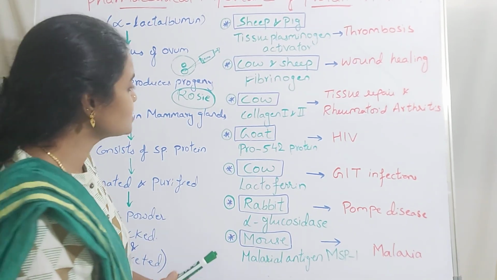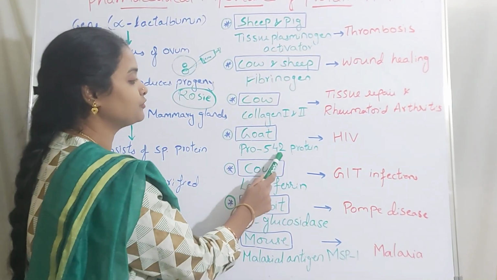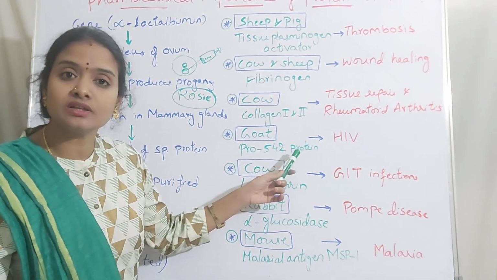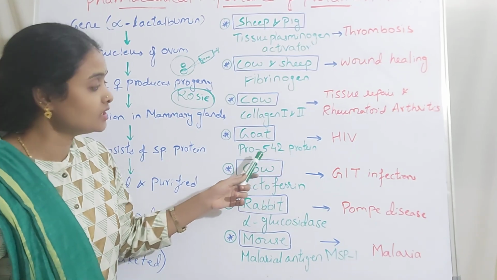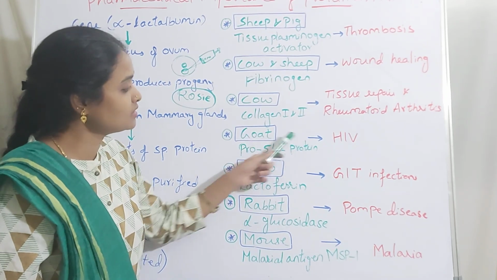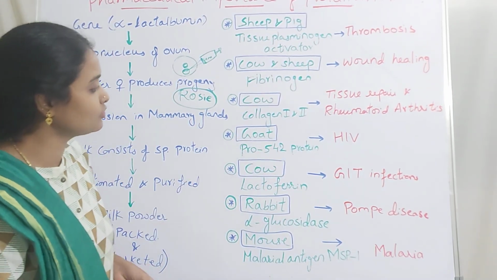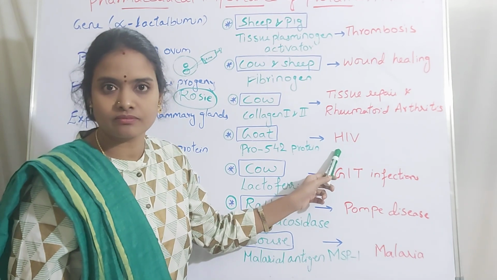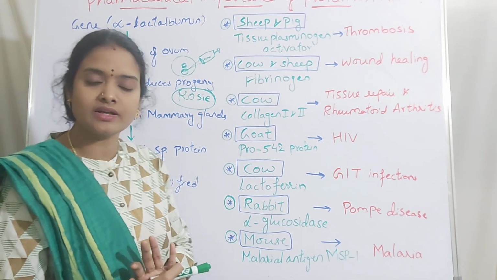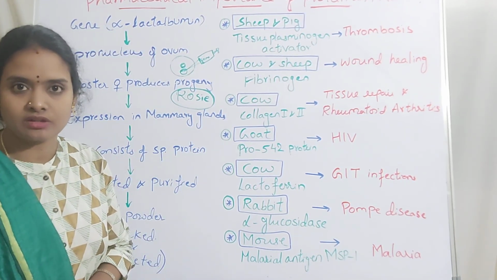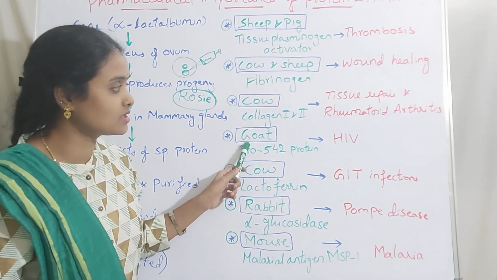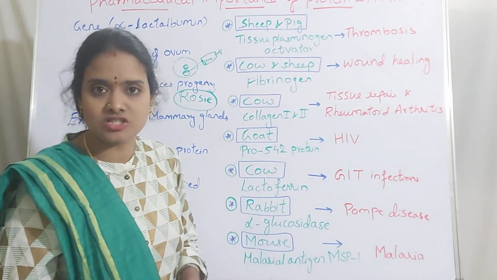Here the goat is able to produce Pro542 protein. Pro542 protein is a tetravalent CD4 immunoglobulin fusion protein, right? This protein has the ability to inactivate the primary HIV, human immunodeficiency virus. The primary human immunodeficiency virus can be inactivated by using this protein. So this goat's milk is used in the case of HIV or AIDS patients.